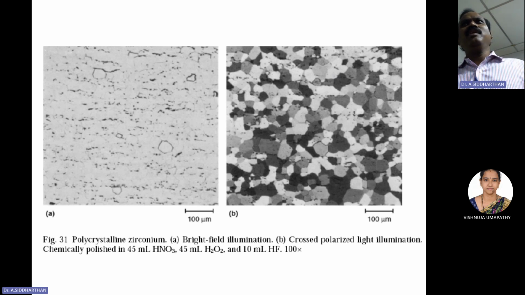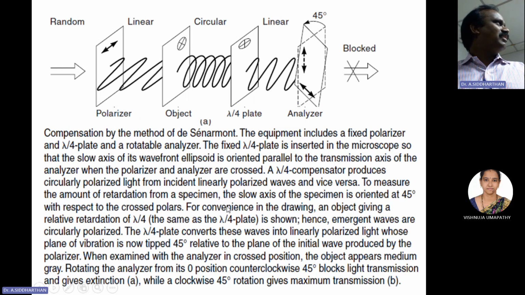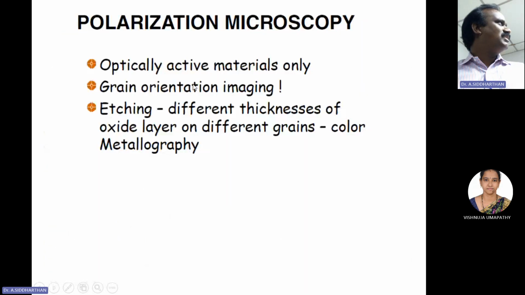It is beyond contrast. The contrast is a one-fold or two-fold jump. You will discriminate the grains by this kind of structure. So the advantage is only for optically active materials. You can find out different grains by different colors, grain orientations. Okay, so these are applications related to optical microscopy.